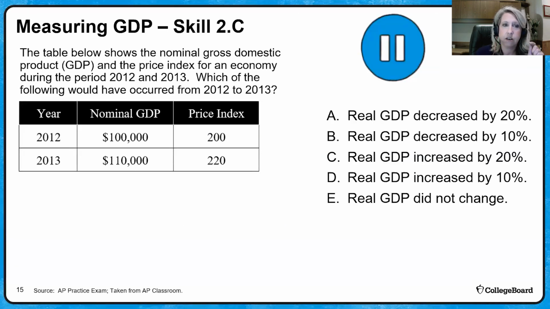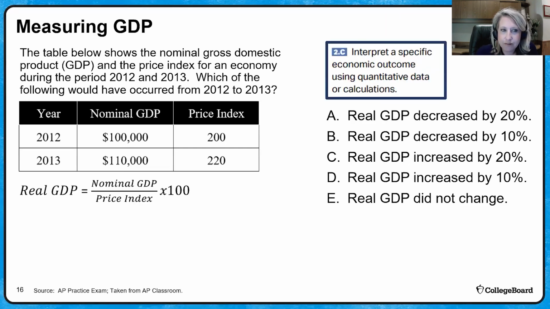Here's another question with a calculation. Go ahead and pause your video. So how did you do with this one? Is this the formula that you used? Remember that real GDP is equal to nominal GDP divided by the price index. Usually we're working with the GDP deflator, but it might say price index, it might say aggregate price level, it might say GDP deflator. The GDP deflator is an aggregate price index.